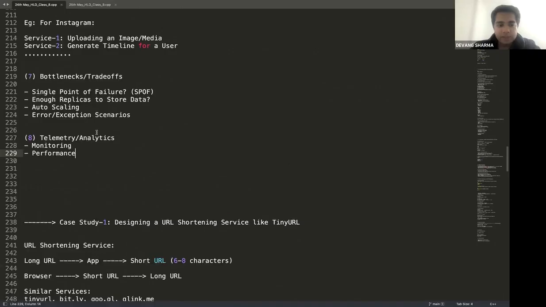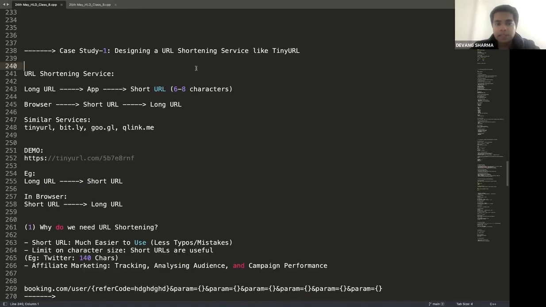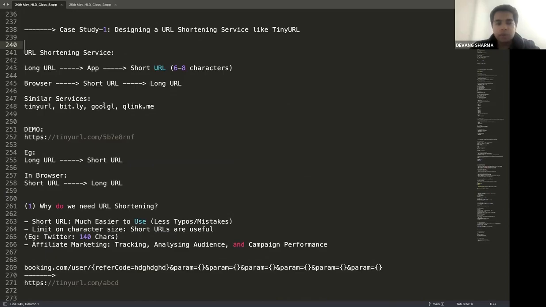On that note, we start with the first case study that we are going to continue now, which is designing a URL shortening service like TinyURL. First thing first, what's the purpose of a URL shortening service? It takes a long URL.